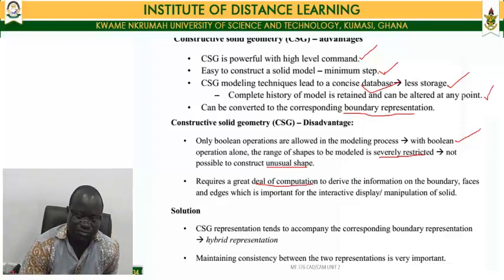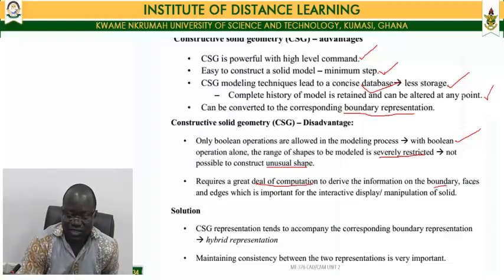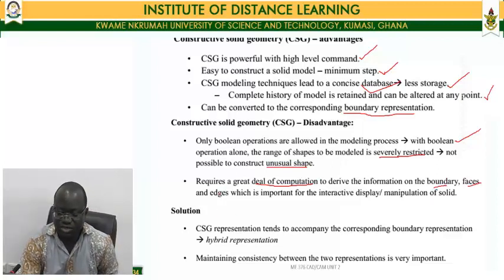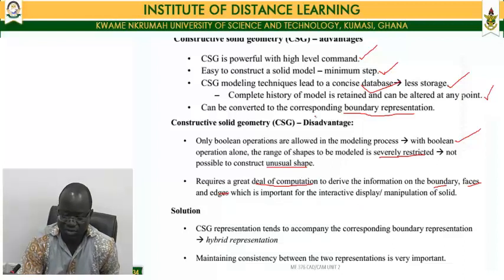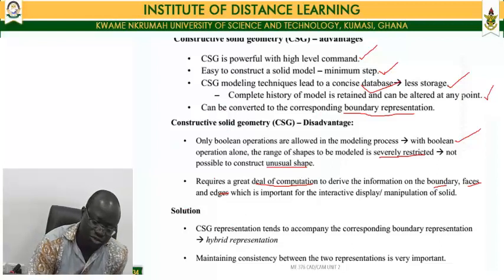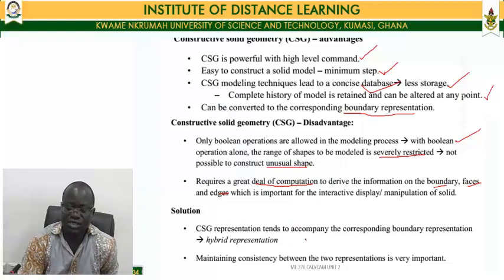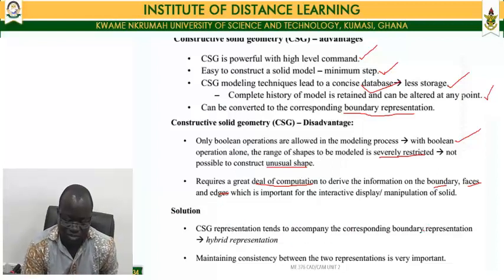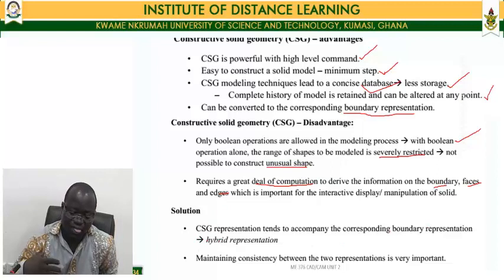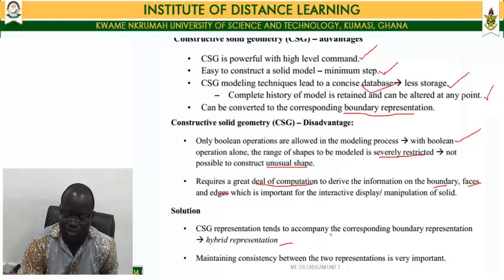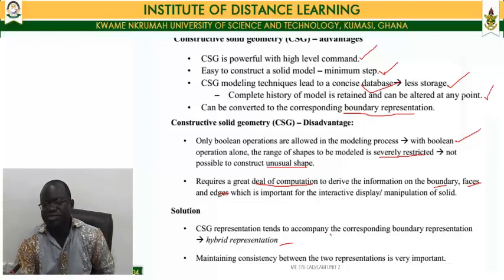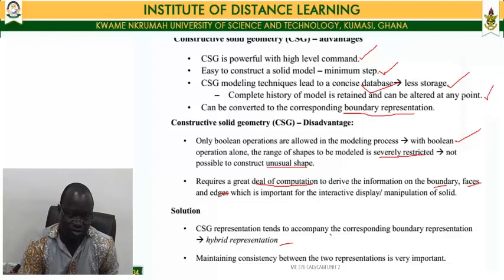Now the solution to these disadvantages is that CSG representation tends to accompany the corresponding boundary representation, which is a hybrid representation. So you don't use only CSG, but a mix of CSG and BREP, boundary representation, which we are going to look at very shortly. Now, the other thing too is you have to maintain the consistency between the two representations. That is, when you have boundary representation and CSG, you have to maintain how you consistently use them. Right.